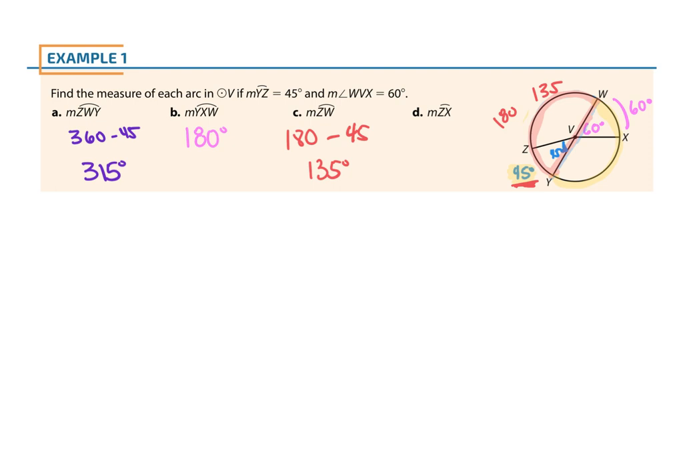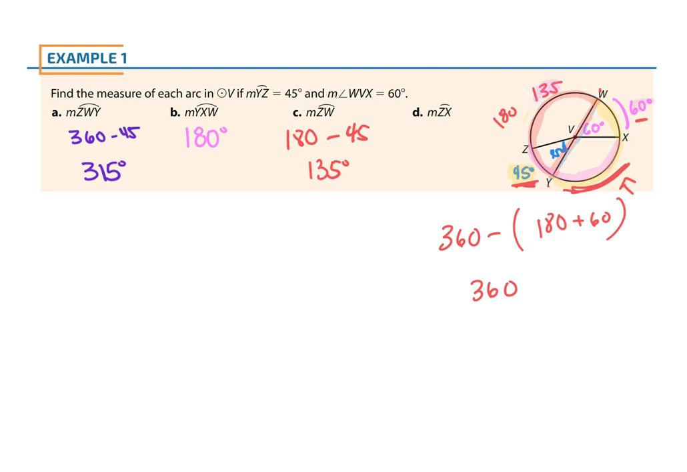Z to x. I need to know this piece of it to go from z to x. I know all but that one piece. So from y around to w is 180. I know this piece is 60. So to find this leftover, I can say 360 minus that, right? Or I can say 360, if I'm trying to find from z to x, just minus these two pieces.